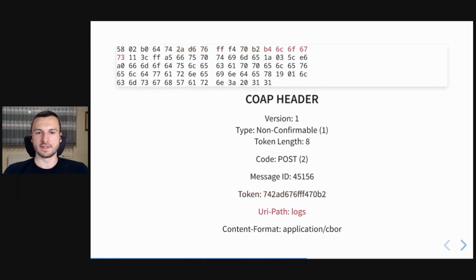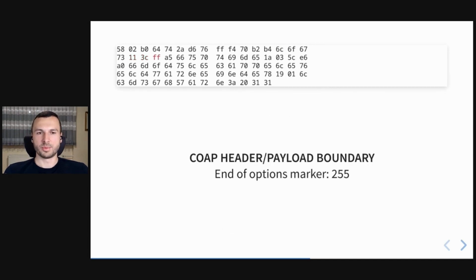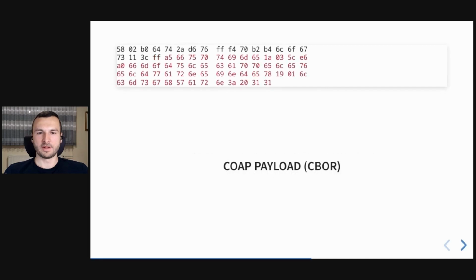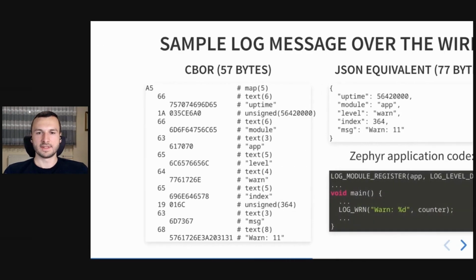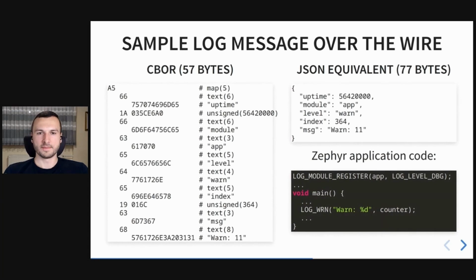Next important thing is the Uri Path, and this defines which Golioth backend service we will use, or like any service on the server that we are communicating with. And then there is the content format which we will use. So this will be CBOR. There is just 1 byte of boundary between header and payload, and then there is the CoAP payload, and this is encoded into CBOR. So let's take a look at how the CBOR looks.